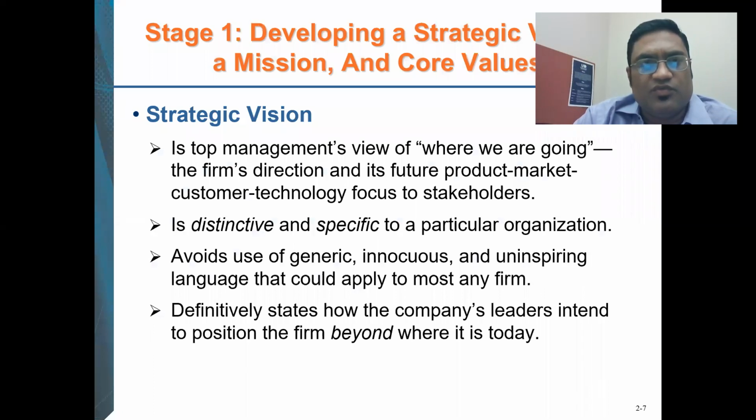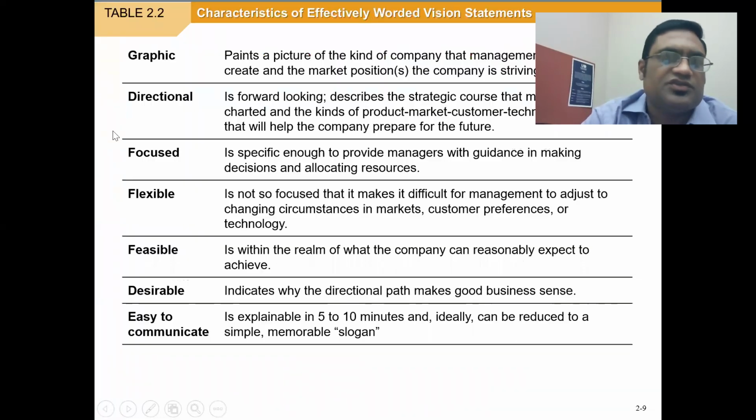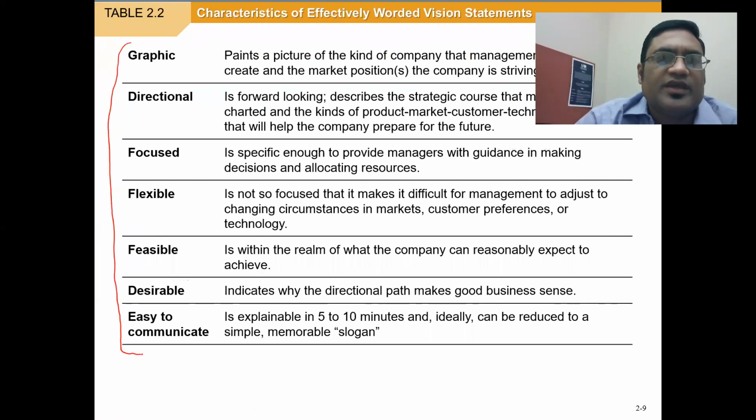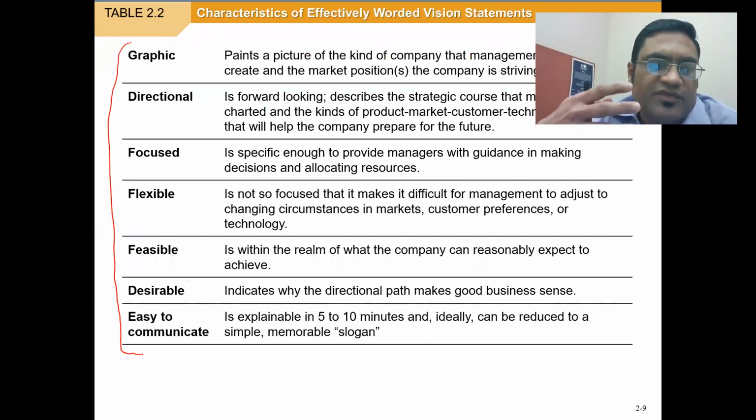Next one. So strategic vision. There are going to be some details about the vision part. The vision should satisfy these qualities. It should be graphic, meaning people should be able to paint a picture. You should be able to see what it is that you want. And forward-looking, focused on something, should be flexible.